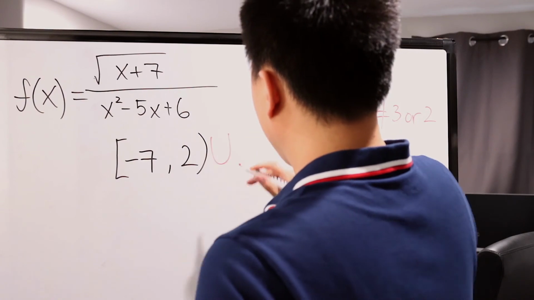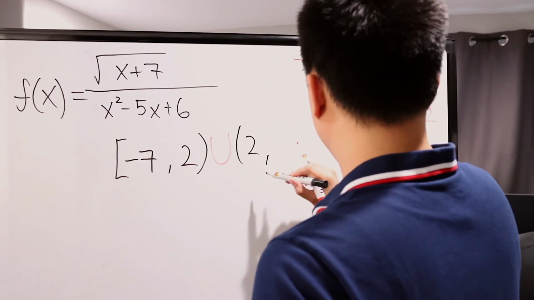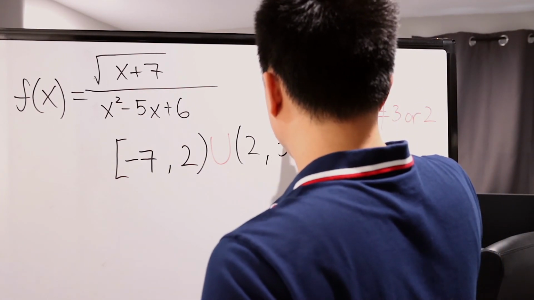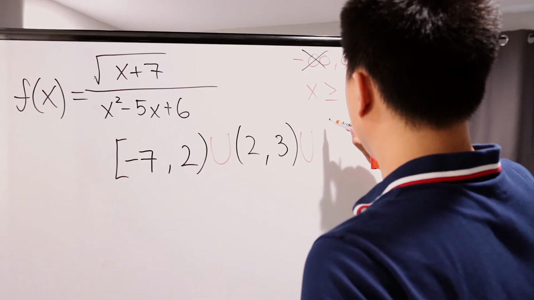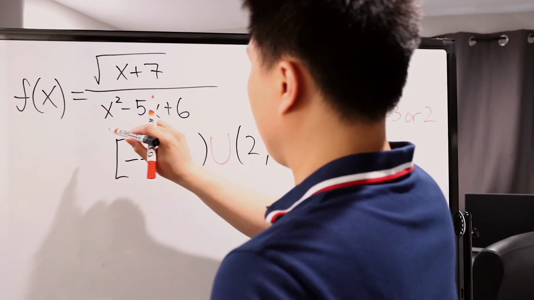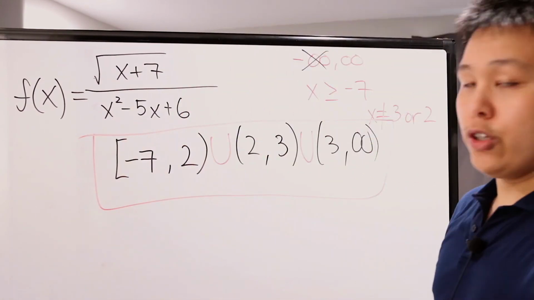Union this. And then we have 2 again, we don't want, all the way until 3. Everything between 2 and 3 works, but then we don't want 3 either. Then we're going to union this with, well, we don't want 3, all the way into infinity will work. So this right here is your answer for this problem.